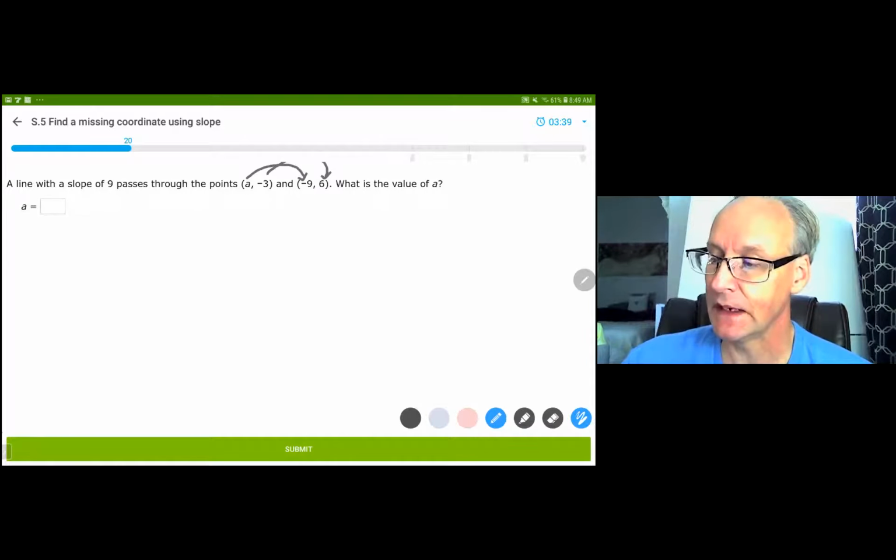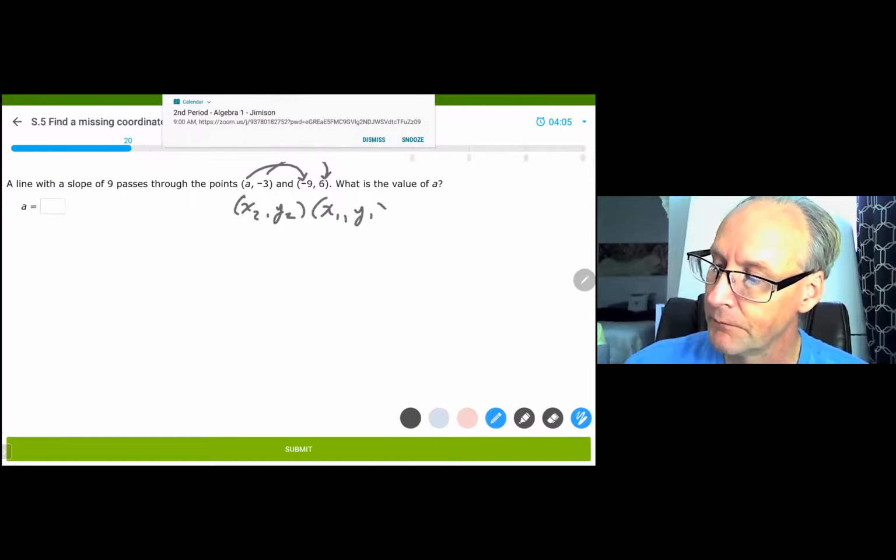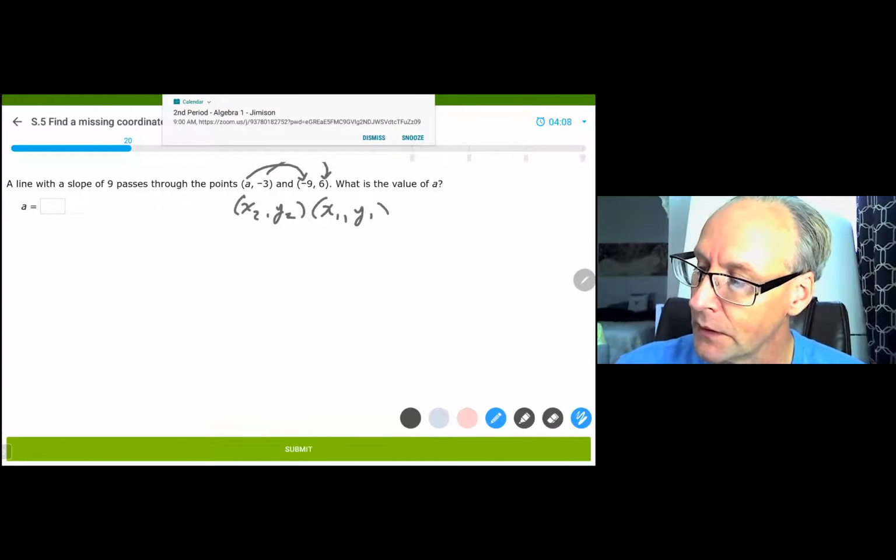Now I like using the arrows. Basically what I'm doing is this one is going to be x2, y2, and this one is going to be x1, y1, and I'm going to use the formula. Maybe I'll go ahead and do that just this one last time. So this again, I'm going to use this one as x2, y2. And as I've said before, it doesn't matter which one you choose as which. So I'm going to go in that order.